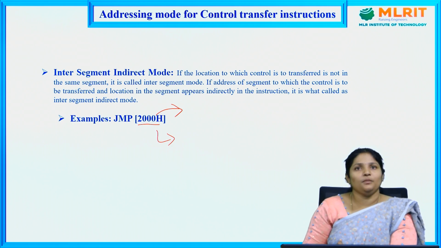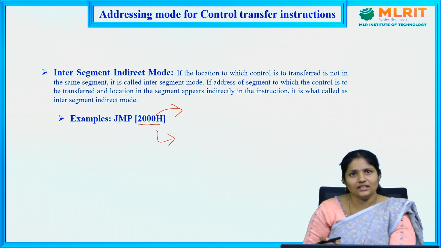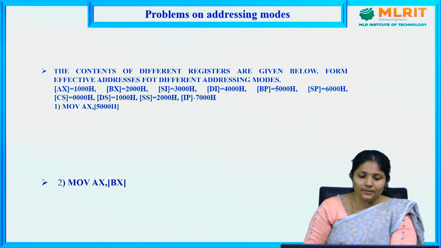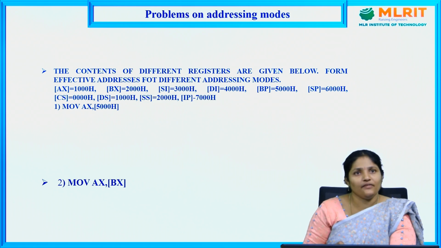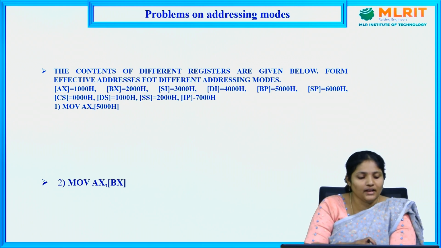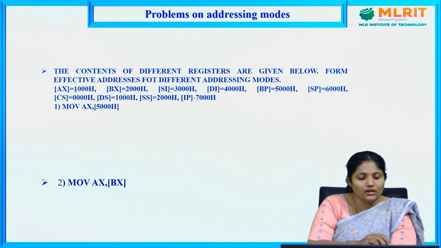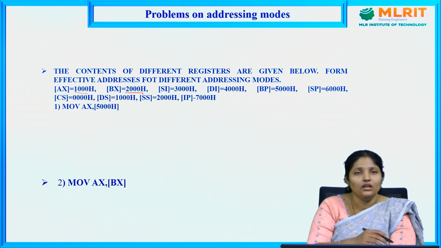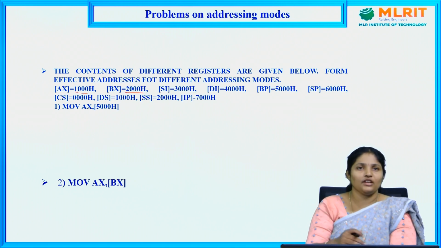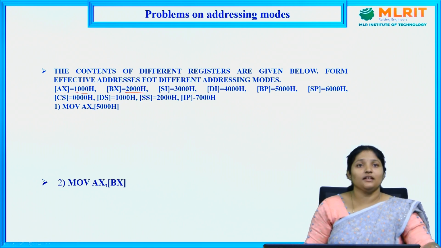So this is all about the addressing modes of the 8086 microprocessor for the sequential data transfer instructions and for the control data transfer instructions. Well, coming to how the processor will calculate the effective address or physical address. Let us consider one example, one problem, where the contents present in each register have been given. The AX register is holding this value, the BX register is holding this value. So how will the processor calculate such types of problems?